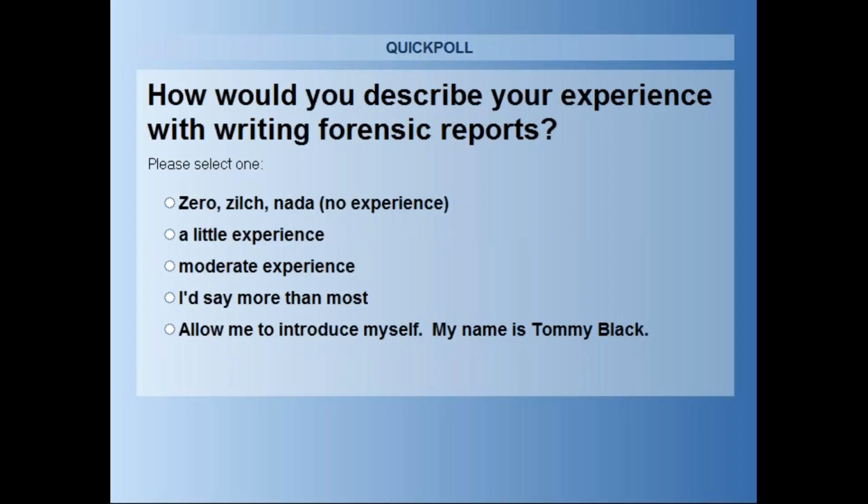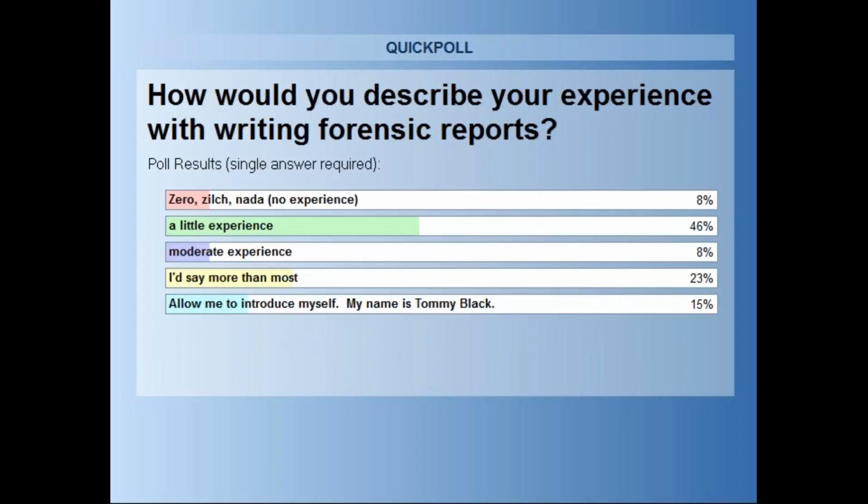Okay, all of you have cast your vote, so I'll close this out and share our results here. Looks like 8% of you have had no experience, 46% a little, 8% moderate, 23% say more than most, and 15% are really, really experienced forensic report writers. So probably about more than half of you are saying you either have no experience or just a little experience.